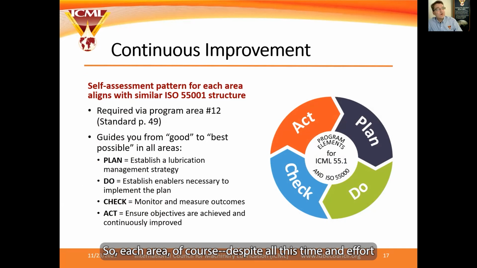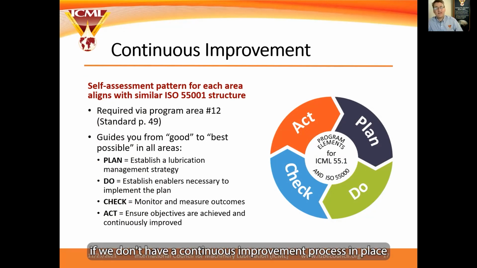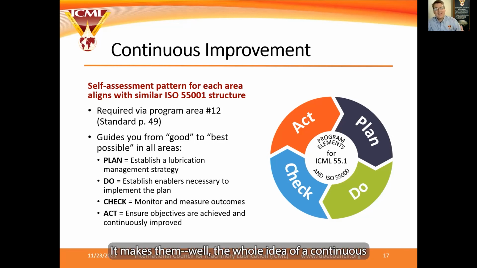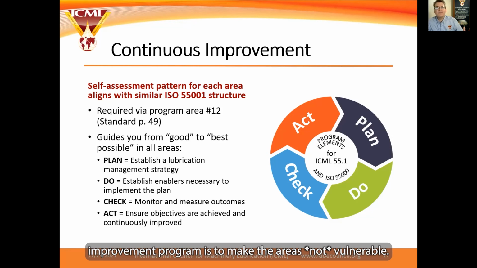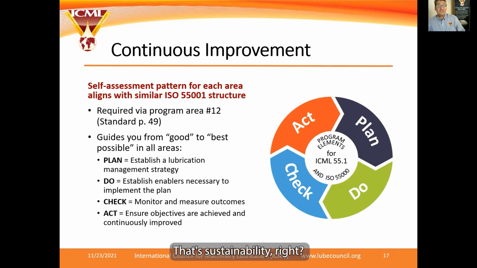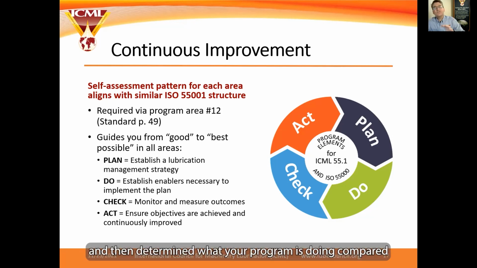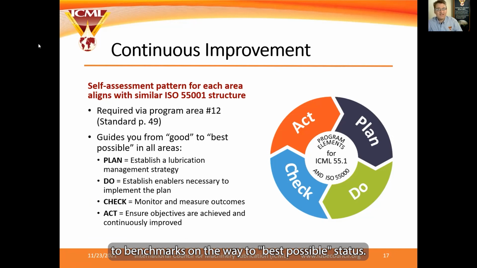So each area, of course, despite all this time and effort and energy, is naturally vulnerable to failure if we don't have a continuous improvement process in place and stick with it. The whole idea of a continuous improvement program is to make the areas not vulnerable. That's sustainability, right? So it's less important that every area be totally strong and successful. It is more important that you've evaluated your program piece by piece and then determined what your program is doing compared to benchmarks on the way to best possible status.